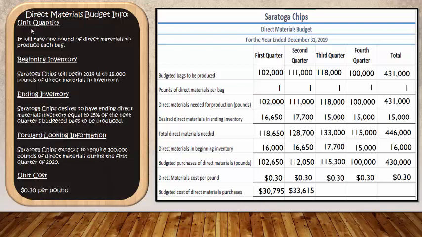So in the second quarter, we need to buy 112,050 pounds of materials. When we multiply that by 30 cents, we come up with a budgeted cost of direct material purchases for the second quarter of $33,615. For the third quarter, we have 115,300 pounds of materials that need to be purchased. At 30 cents per pound, that means we're going to spend $34,590. And in the last quarter, to get our 100,000 pounds of materials, we're going to have to spend $30,000. Which means that our total direct material purchases for 2019, Saratoga Chips is going to spend $129,000 acquiring direct materials.